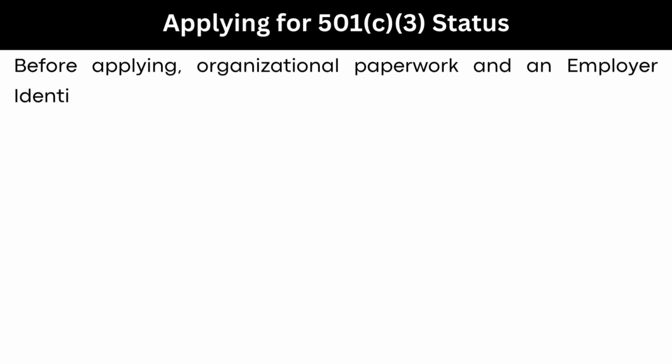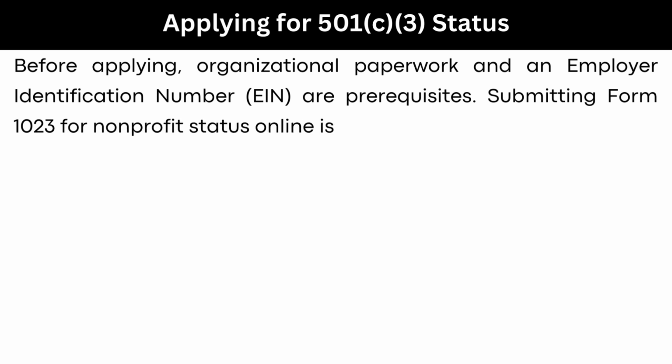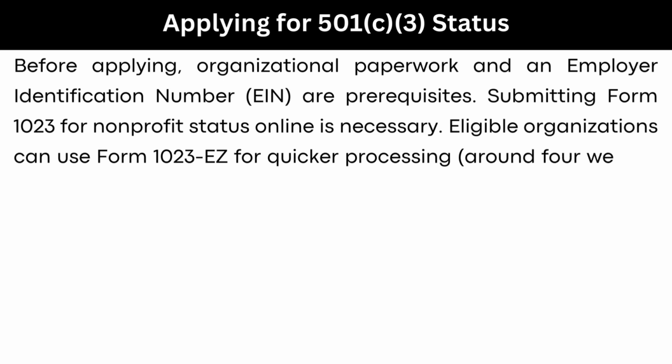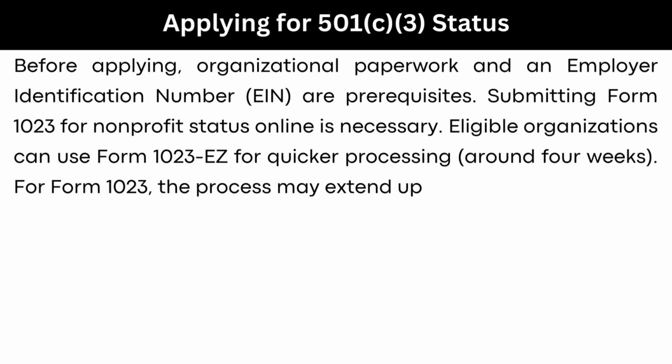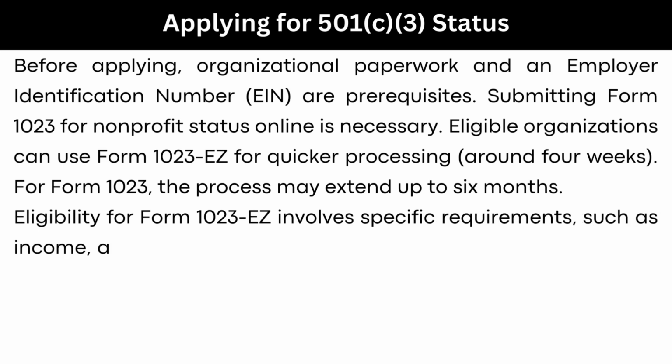Before applying, organizational paperwork and an employer identification number are prerequisites. Submitting Form 1023 for non-profit status online is necessary. Eligible organizations can use Form 1023-EZ for quick processing. For Form 1023, the process may extend up to 6 months. Eligibility for Form 1023-EZ involves specific requirements such as income, assets, and US origin.